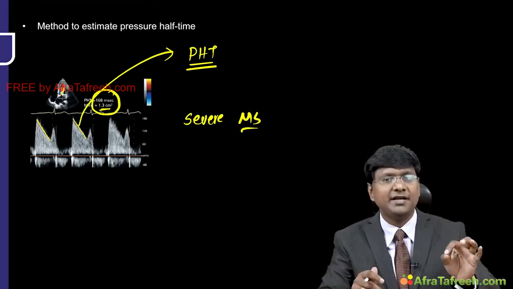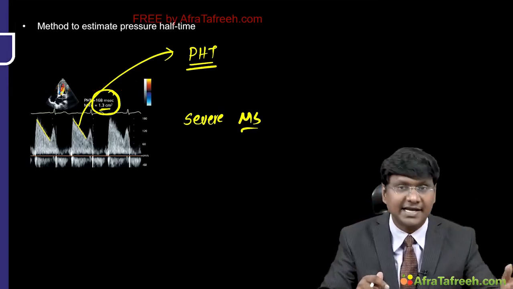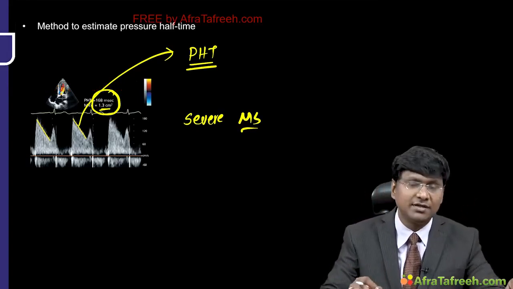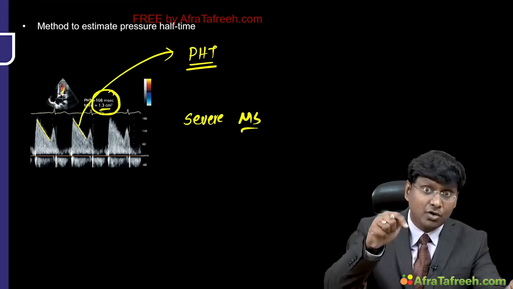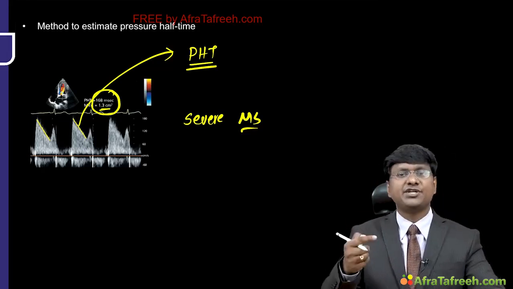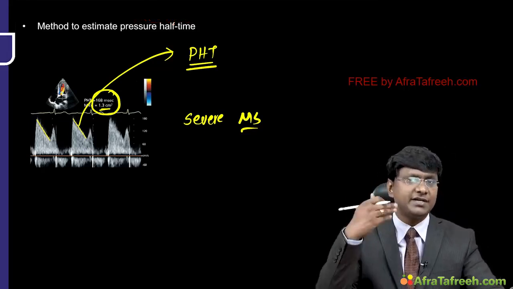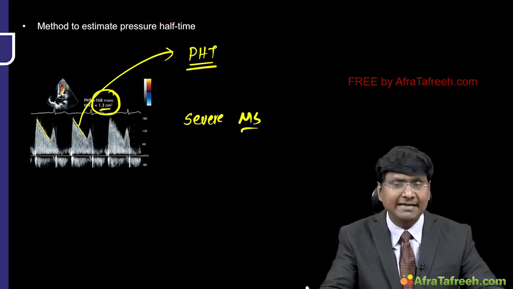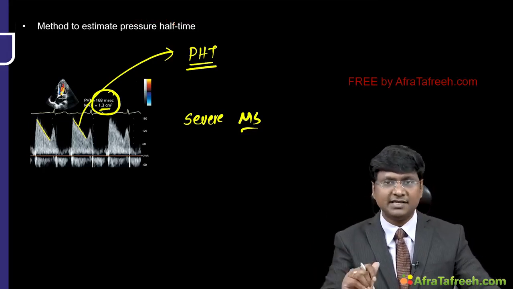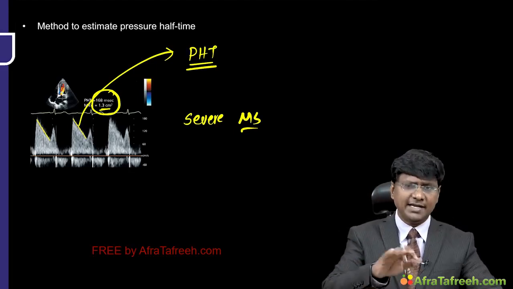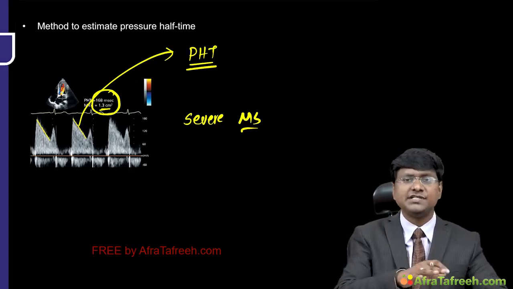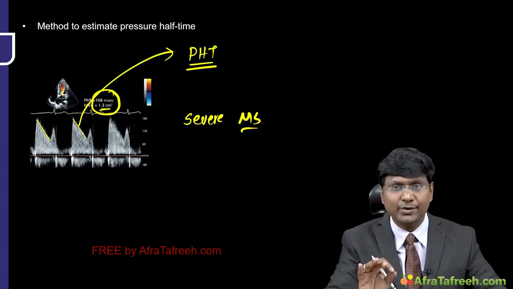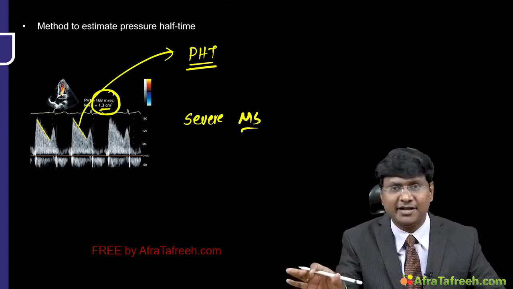And what is the confirmatory? It is an invasive procedure, that is cardiac catheterization, that will measure the pressure gradient across the mitral valve. And if the pressure gradient across the mitral valve is increased to more than 5 millimeters of mercury, we can consider it as mitral stenosis. Okay. And it will also tell you the left atrial pressure changes and left ventricular pressure changes by doing the cardiac catheterization, which is a confirmatory investigation.